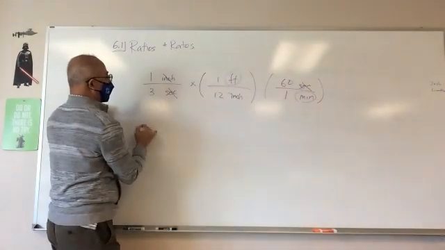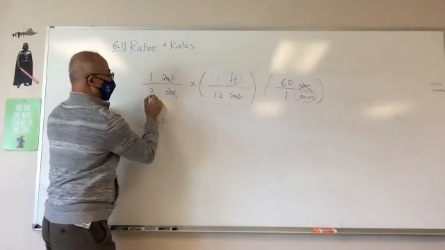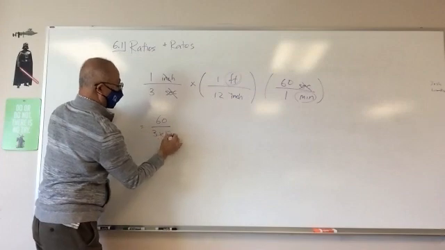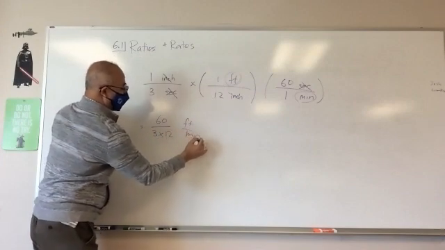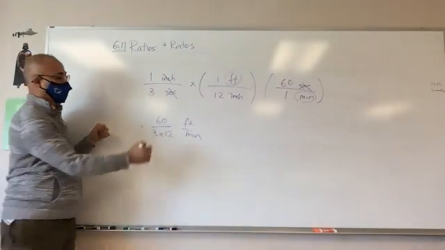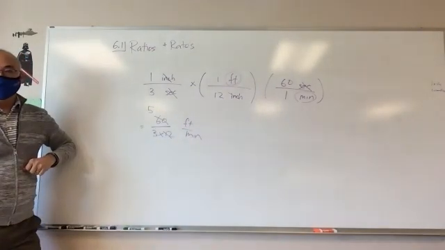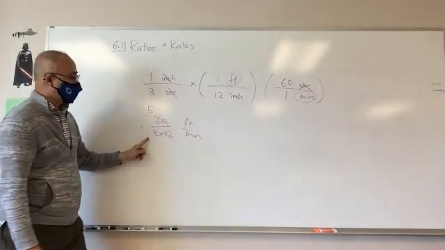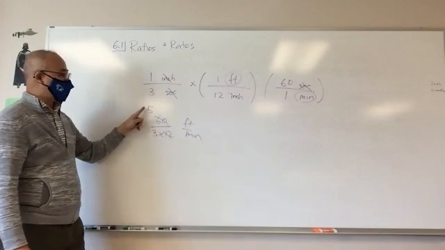So the speed is 1 times 1 times 60 over 3 times 12 times 1, and I'm going to end up with feet per minute. This cancels out to 5, so I have 5 over 3. So 5 feet per 3 minutes. I would travel 5 feet in 3 minutes.